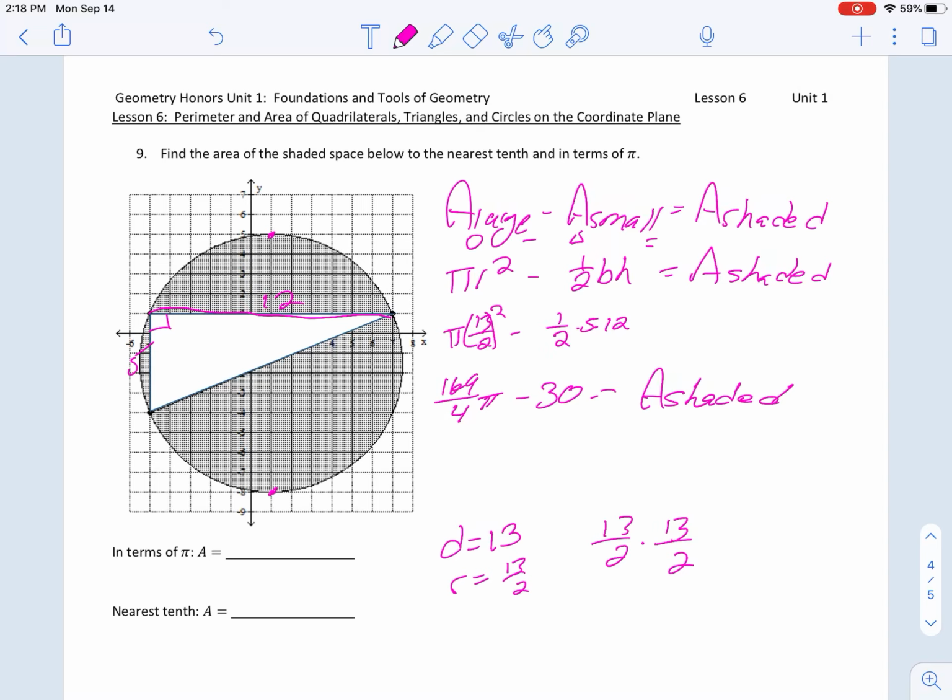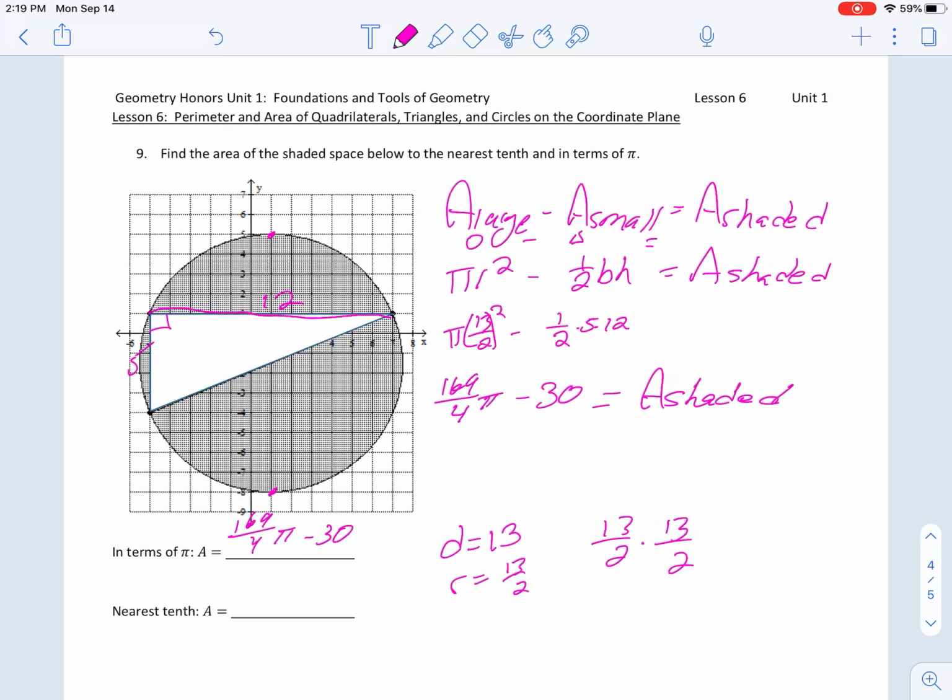So the directions here ask for 2 different ways. One way is in terms of pi, meaning exact answer. So here is my exact answer then. Looks weird, but it is what it is. It's like when we've done radical work, we sometimes don't have like terms to add together, and this is the case here. Which makes sense too. We're subtracting out the area of the triangle from the larger circle.